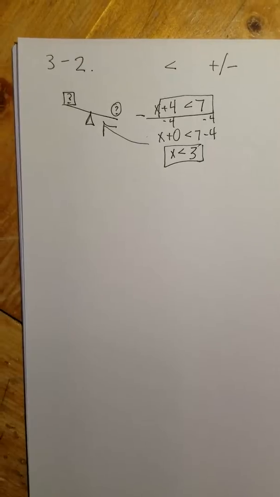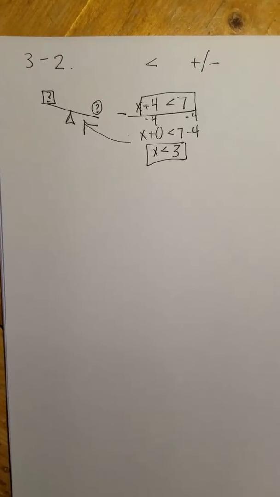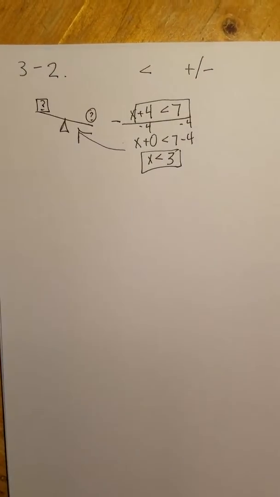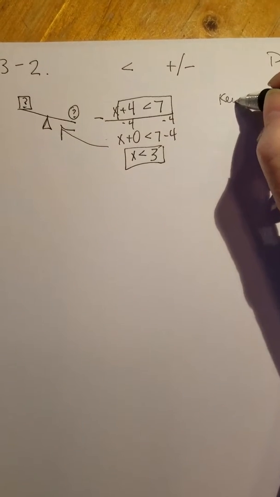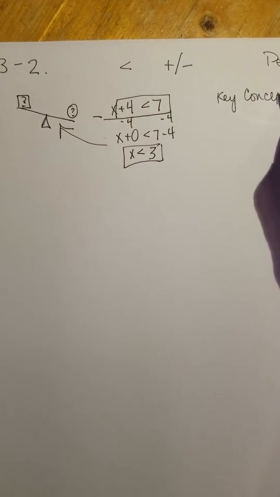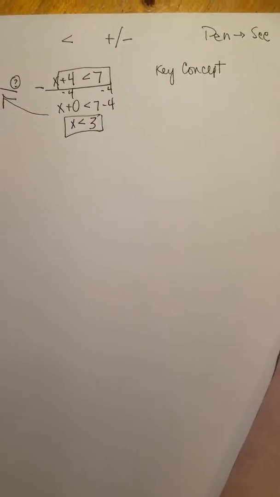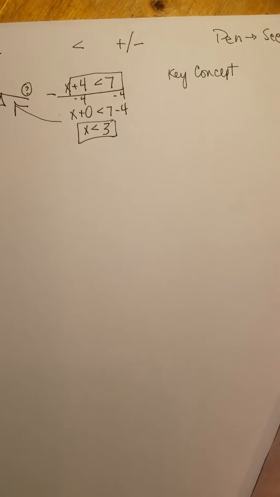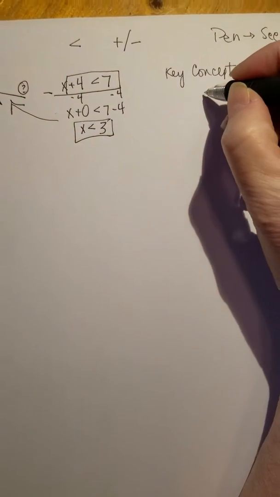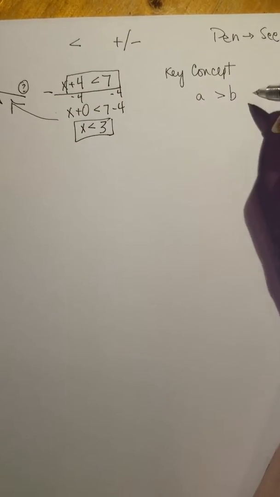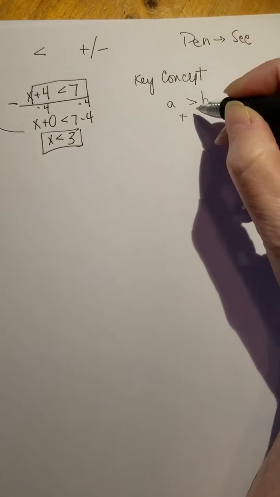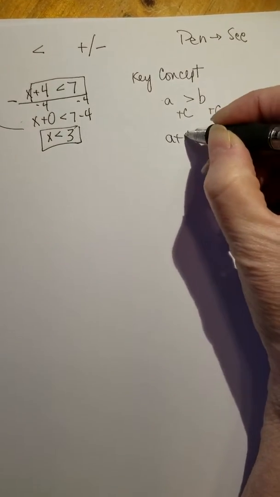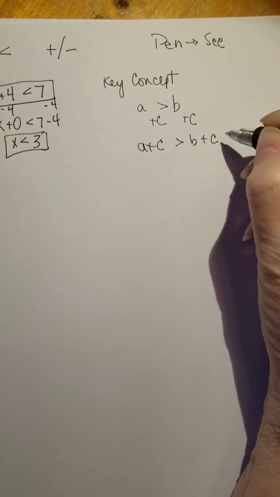You can add the same value to both sides, and it's the same as if it were an equality. You have the addition property of inequality. That's your key concept there. And you have the addition property of equality. So in that little gold box for key concepts, if A is greater than B, then if I add C to both sides, you notice I'm offset here because it helps me think, A plus C is greater than B plus C.